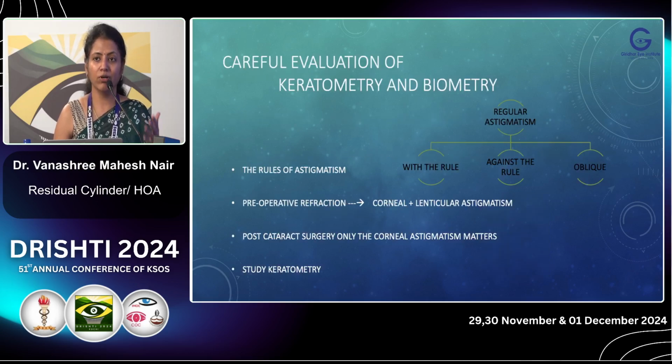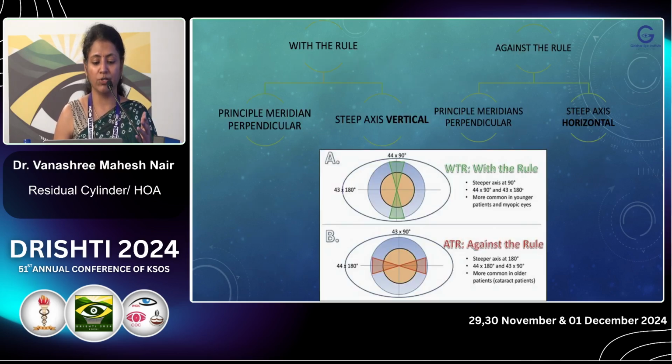So let's have a look at the biometry. Now, when we recapitulate our regular astigmatism, basically we have with the rule, against the rule, and oblique astigmatism. When we look at the biometry and the refraction of the patient, just neglect the refraction, what the patient was wearing before cataract surgery, because the lenticular astigmatism is going to go away. What is going to remain is only the corneal astigmatism. So that's what we need to study in the keratometry.